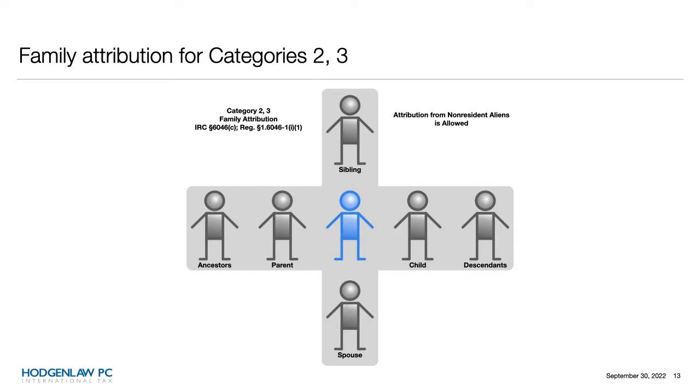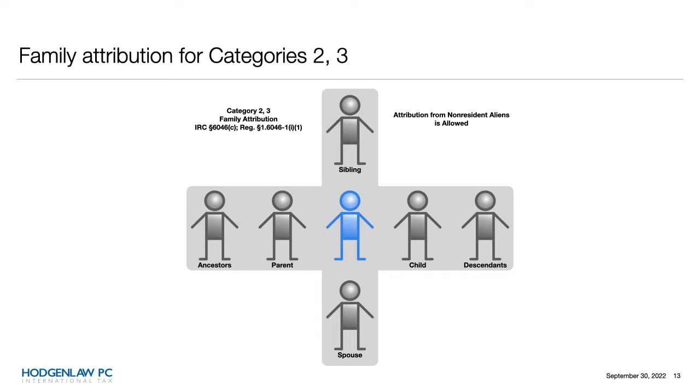Here's my little pretty picture that shows you the attribution for constructive ownership of stock by you, blue stick figure in the middle. So you can see if any one of these people owns shares of a foreign corporation, you are treated as if you own those shares for purposes of categories 2 and 3.